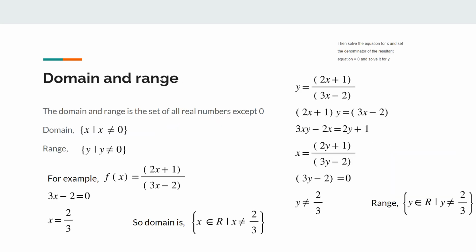So the domain and range of rational functions: the actual domain and range cannot equal 0, obviously. This is an example of how to find domain and range. So for the denominator, we take it out, set it equal to 0, and we find 2 over 3. So the domain would be x, real numbers, x cannot equal 2 over 3. To find the range, we switch x and y. Find the denominator again, set it equal to 0, y equals 2 over 3, and the range is y, element of R, real numbers, y cannot equal 2 over 3.